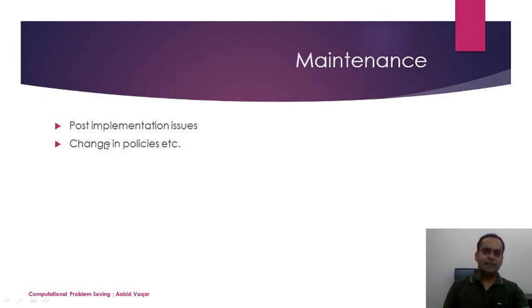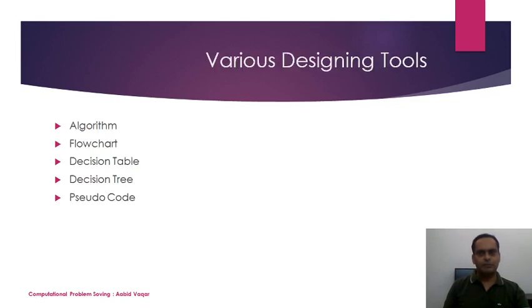So maintenance involves post-implementation issues or some kind of change in policies. For example, the agency changes the rate of discount, or the company introduces new policies. According to that, you will have to make changes to the software and provide the maintenance to the customer. So this was the sequence of steps which will be followed while developing software.